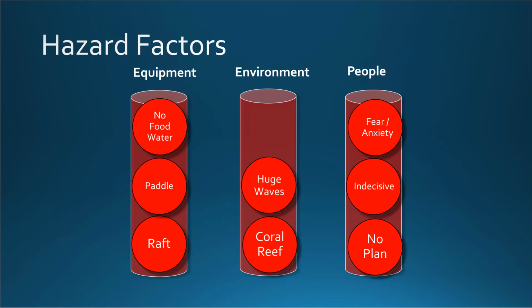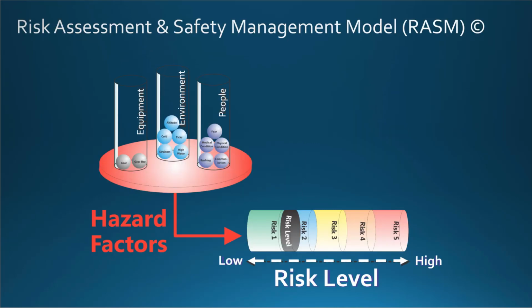If you think of each of these hazard factors, each of these hazards as a ball, it has a certain amount of mass and weight. And so the more of these balls we put on the left side of this scale, the more hazard factors there are, the hazard balls in the equipment or the environment or the people side, the more it pushes the risk level to the right.